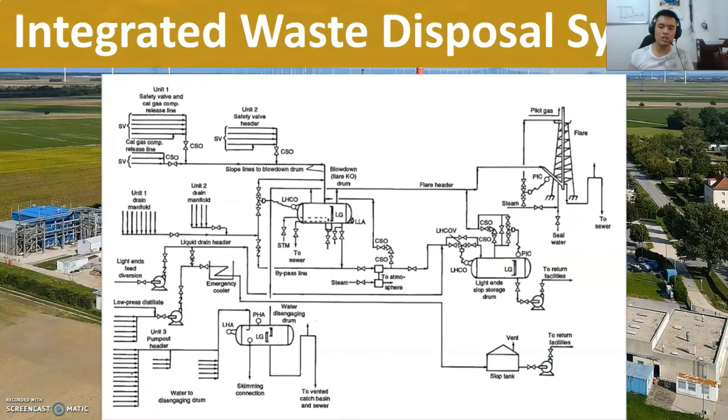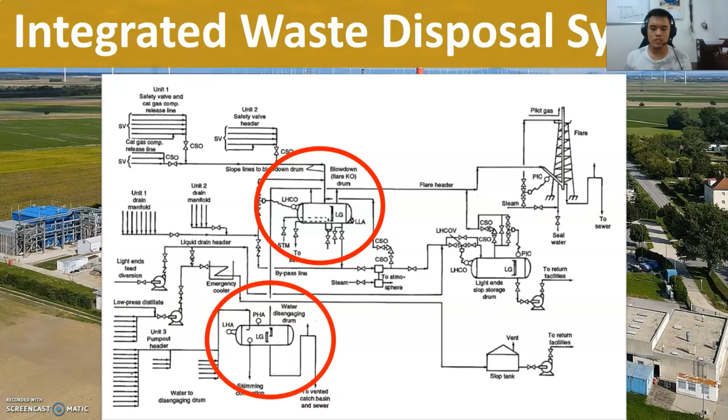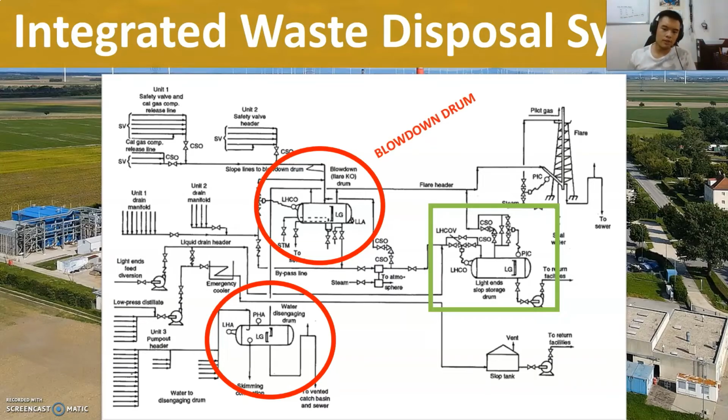Well, going back to the diagram, we can identify three distinct drums: the blowdown or flare knockout drum, the water disengaging drum, and the light ends slop storage drum. In this discussion, we'll only discuss the blowdown drum and the water disengaging drum, for they contribute the majority of the waste gas that is forwarded to the flare. The light ends slop storage drum not as much, because it only serves as storage for the light ends liquid waste. So to start the discussion, again, the blowdown drum and the water disengaging drum.